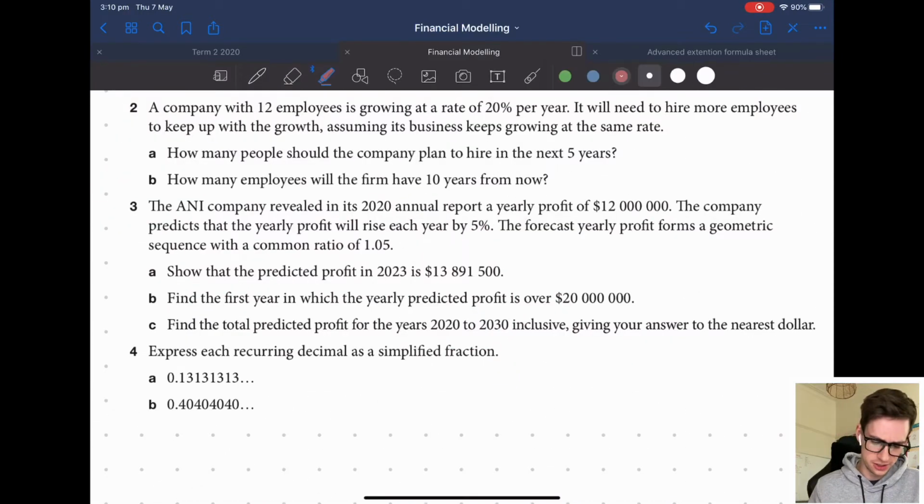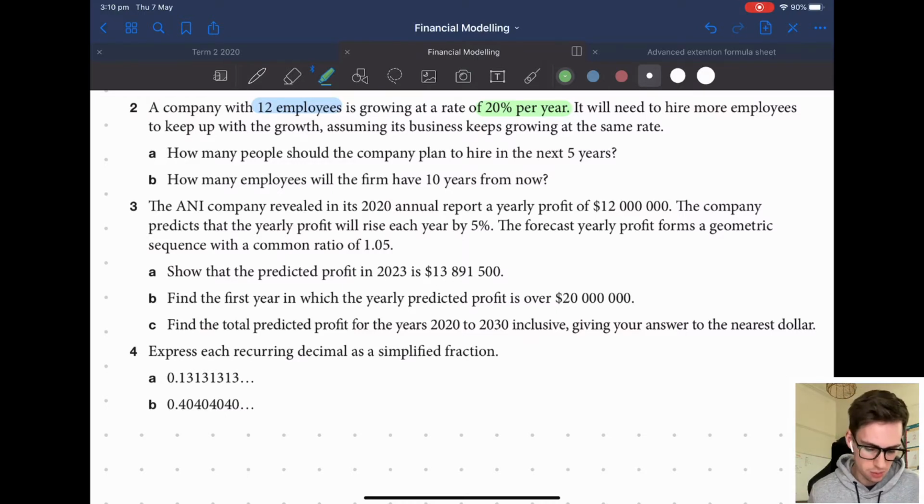Okay, so question 2, we have a company with 12 employees. Now that 12, it doesn't say first, but it's what we're starting with. So presumably that's going to be our A. We're going to highlight that for later. It is growing, so increasing at a rate of 20% per year. That's most likely going to be our R, okay?